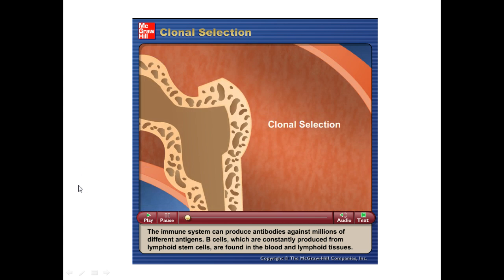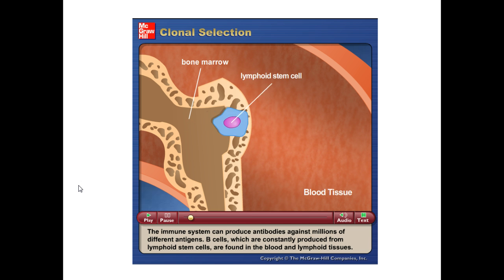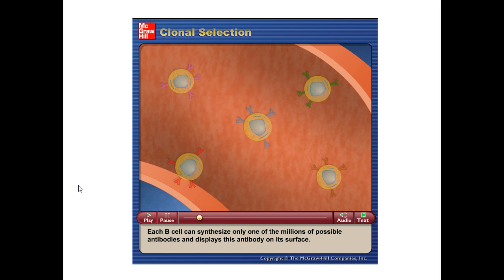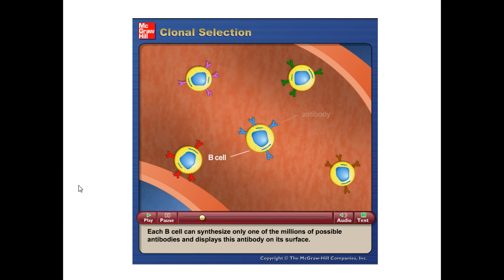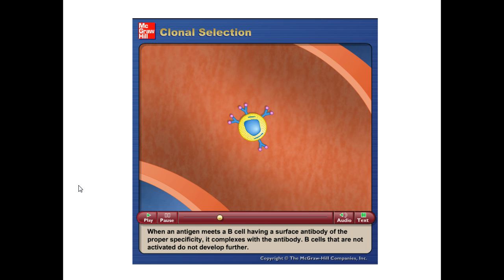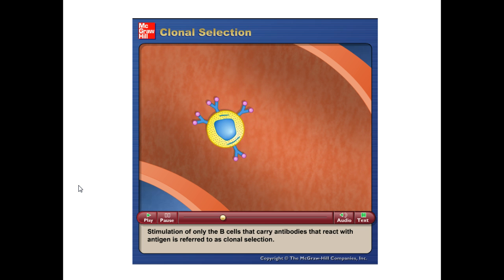The immune system can produce antibodies against millions of different antigens. B cells, which are constantly produced from lymphoid stem cells, are found in the blood and lymphoid tissues. Each B cell can synthesize only one of the millions of possible antibodies and displays this antibody on its surface. When an antigen meets a B cell having a surface antibody of the proper specificity, it complexes with the antibody. B cells that are not activated do not develop further. Stimulation of only the B cells that carry antibodies that react with antigen is referred to as clonal selection.